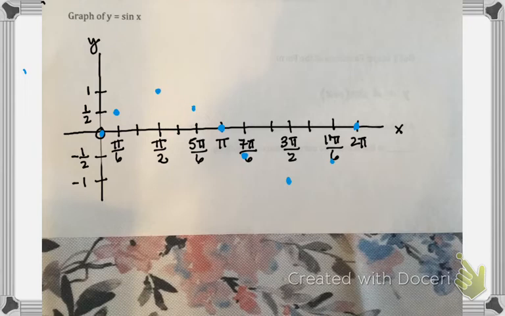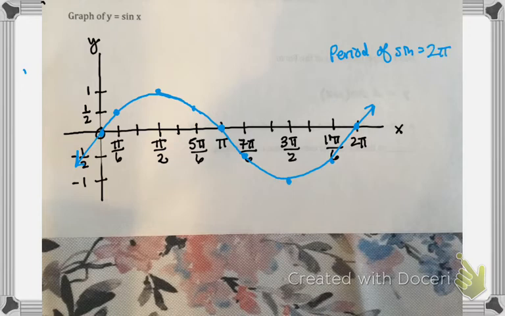Okay, so if I connect the dots here, this is my graph of sine. And this graph, I'm going to fix this up just a little bit so it's clearer. This graph is showing one period of sine. So the period of sine equals 2 pi. We learned that in the last section. I should say one period of sine is what I meant to say, which is 2 pi.